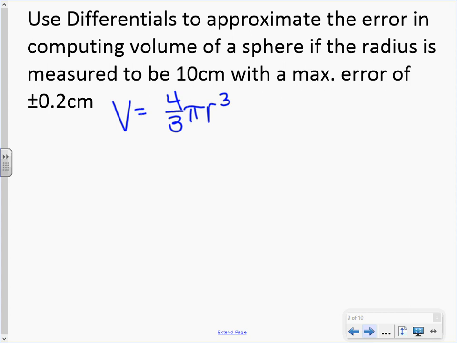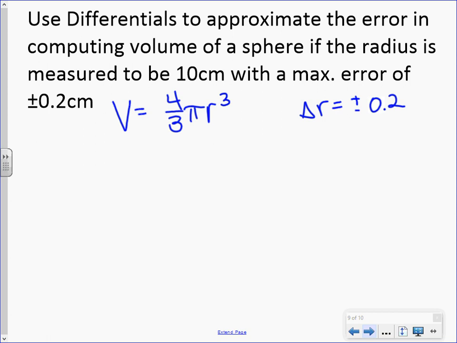Plus or minus 0.2 centimeters. What did they give us there? Change in x. Now I'm going to call it the change in r because I wrote my function in terms of r. If you want to use y and x, that's fine. But since it's volume, I'm going to use V for volume and r for radius. So we're going to do the same thing. We're going to use our differentials.